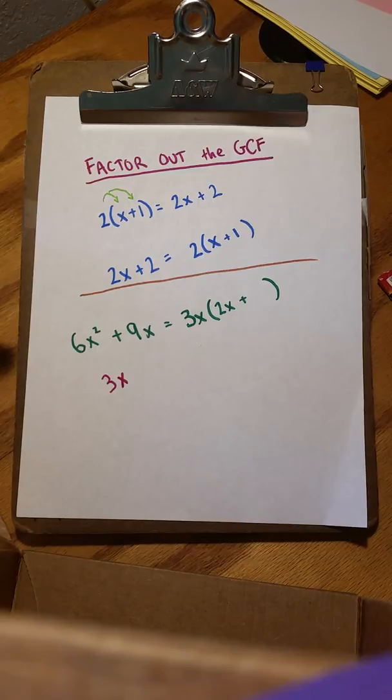3x times what equals 9x? Just 3, because 3 times 3 is 9, and the x stays. So here we factored out 3x from 6x squared plus 9x, and we ended up with 3x times 2x plus 3.